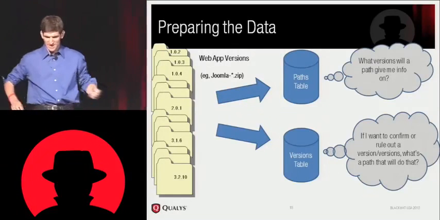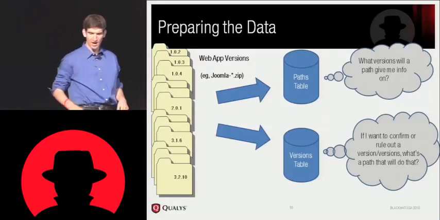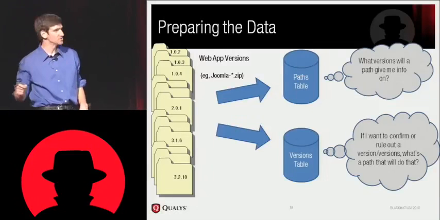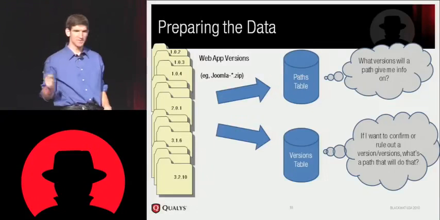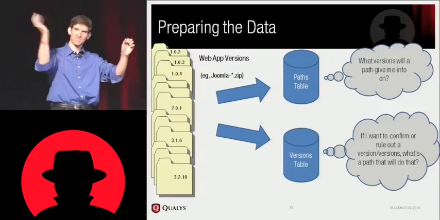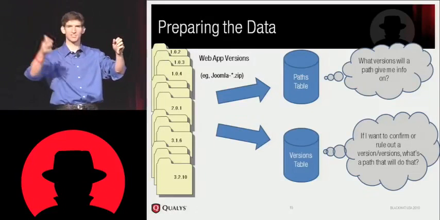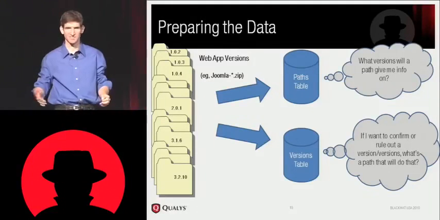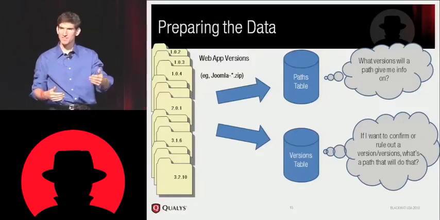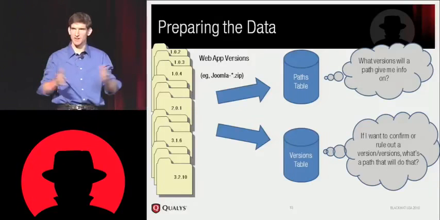We use these data tables to answer two questions. The first one for the paths table is, what versions will a path give me information on? If I fetch this particular path, /resources/something.css, what versions is that file present in, and what versions does it differ in?